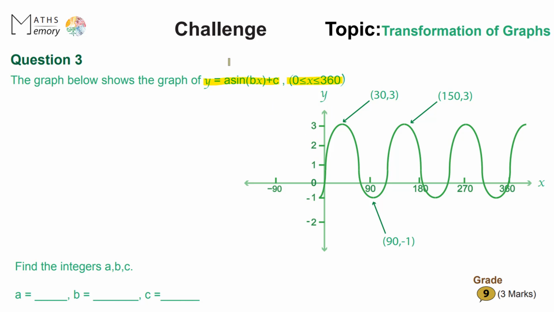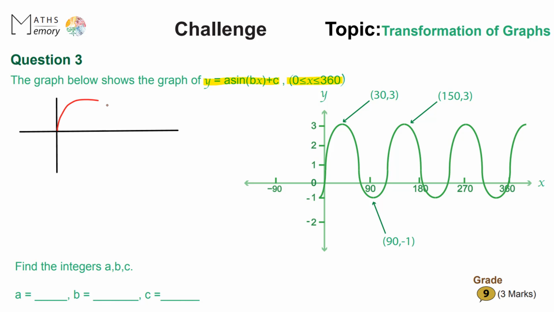So let's look at this and see what we can do. We need to find out a, b, and c, these integers over here. How can we do this? Well, first of all, let's remind ourselves what the sine graph looks like. The sine graph as a sketch would look like this. This is something you should know. They won't really give this to you.